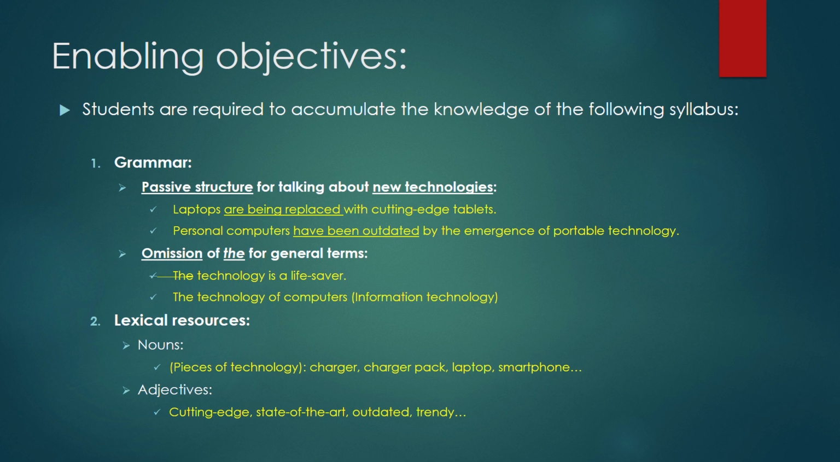We have cutting edge technology, state-of-the-art technology. Basically, they mean latest technologies. Outdated is quite the contrary. When something is outdated, it means something is old and old-fashioned, not used anymore, not trendy. Trendy means popular. It is not popular with people. Not many people use them anymore.